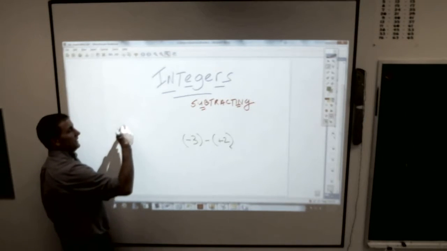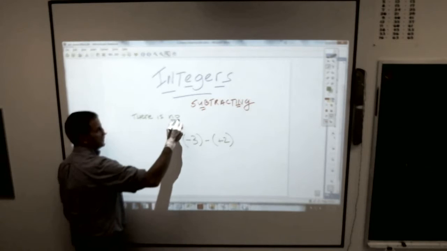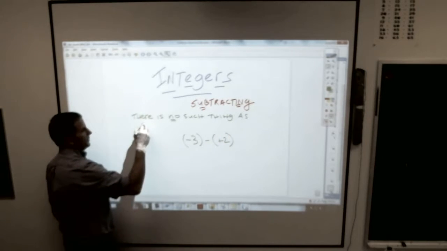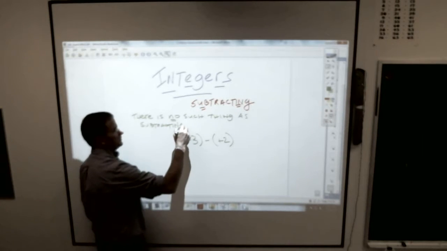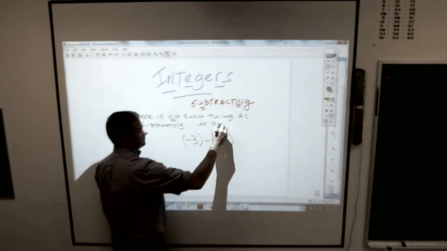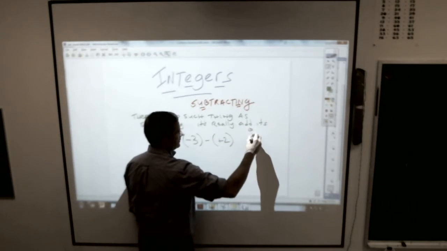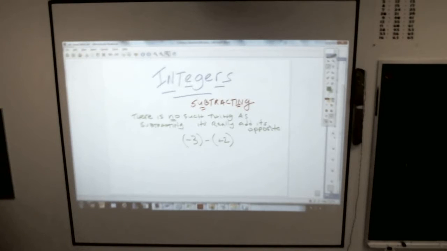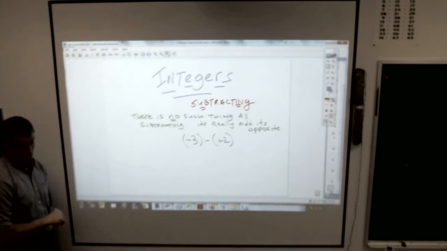Understand this. In reality, there is no such thing as subtracting integers. There is only, it's really, adding its opposite. That will be probably the deepest thing you will hear all day. There really is no such thing as subtracting integers. There is just adding their opposites. Which really means this. If you can add integers, you can subtract them because it's the same thing.